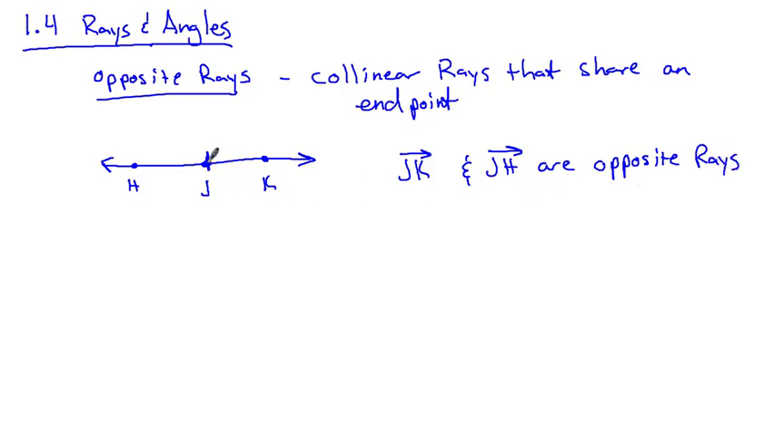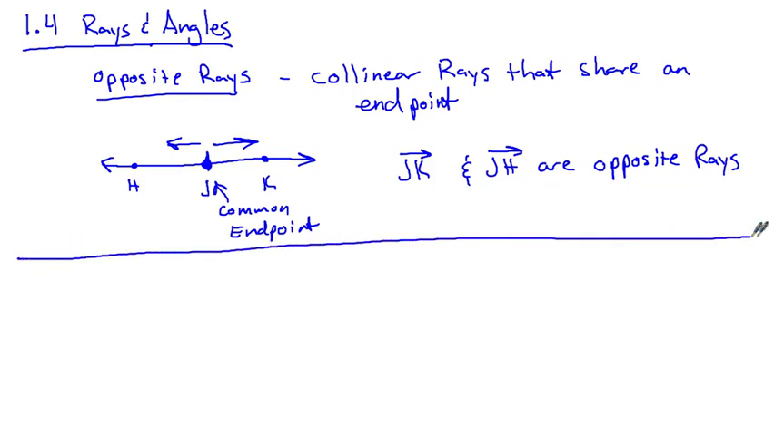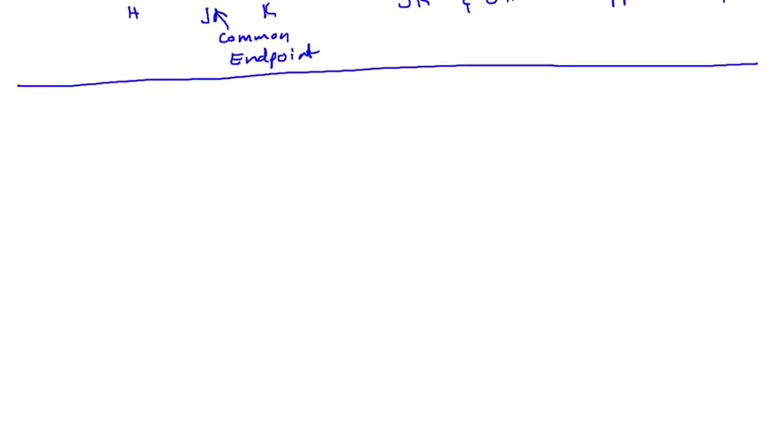Okay, opposite rays share a common endpoint. One goes one way, one goes the opposite way. So those are called opposite rays. They make a line. This is called a common endpoint. Just something for you to get familiar to saying, common means they both have it. All right? So that's the first thing, opposite rays. Pretty basic.